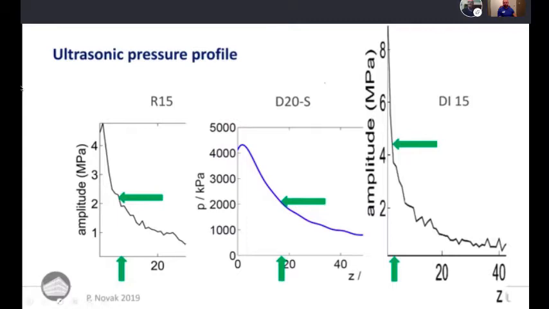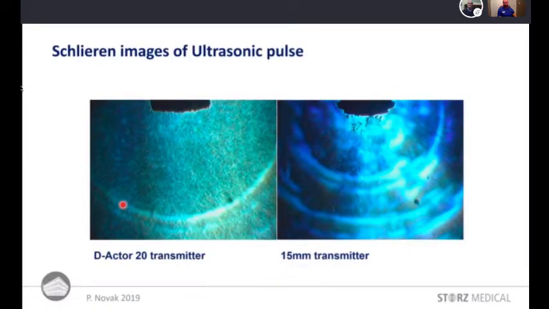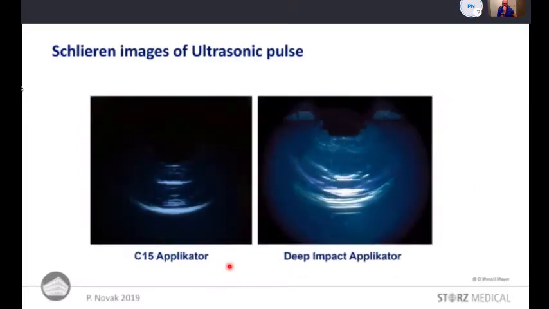Now another typical property due to the design of the transmitters is the shape of the field. This field shape can be visualized by Schlieren images. It doesn't show the maximum intensity of these pressure waves, but it shows the rise edge of the wave, and so it discloses the shape. You can see with these two transmitters, the shape of the pressure field is very similar and very radial. It's a spherical shape.